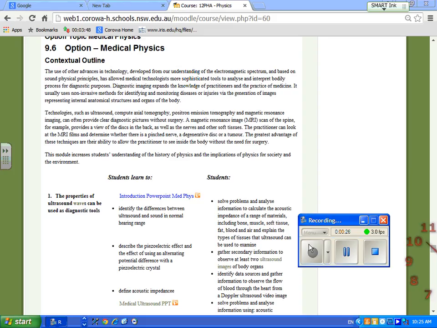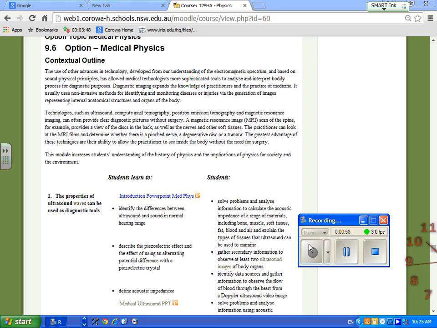It usually uses non-invasive methods for identifying and monitoring diseases or injuries via the generation of images representing internal anatomical structures and organs of the body. Technologies such as ultrasound, computer axial tomography, now known as just simply CT scans, positron emission tomography, which is the PET scan, and magnetic resonance imaging, MRI, can often provide clear diagnostic pictures without surgery.